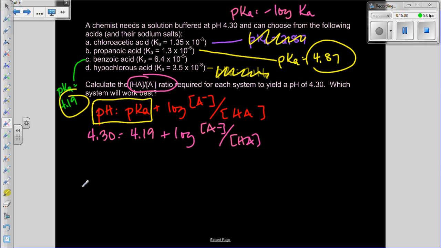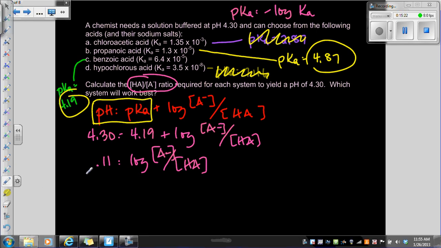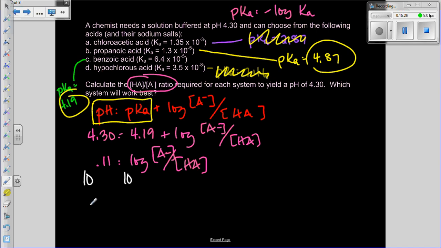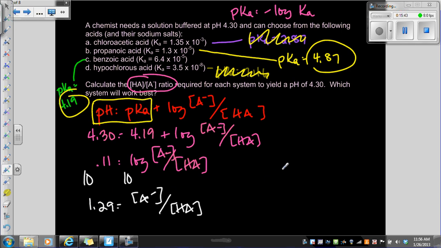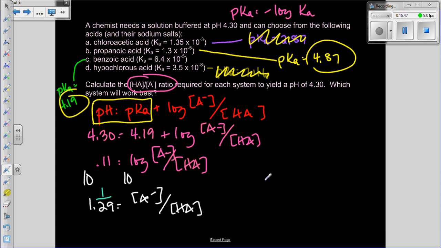So combining like terms will give me 0.11 equals the log of A minus concentration divided by HA concentration. I'm going to do 10 to each of these, and when I do that I will get 1.29 equals the concentration of the conjugate base divided by the concentration of the acid. But I'm really asked for the reverse, so I'm going to do the inverse of both sides, which will give me 1 divided by 1.29, which is 0.78, equals the acid concentration divided by the conjugate base concentration. And that's close to 1.